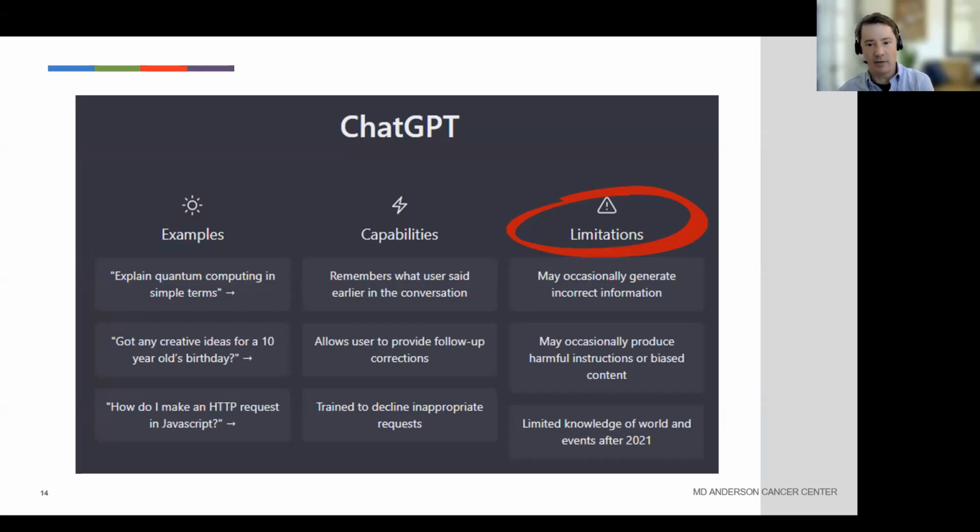It can also have a bias, or it can produce harmful instructions, again, because it's just following its algorithm. It's not making those sentient decisions that humans make when they're deciding whether to put something in writing. And because it's not connected to the internet, it was trained on internet information, but it's not connected to the internet. And that training stopped in 2021. That means it doesn't have any knowledge of the world, or very limited knowledge, after 2021. So if you were to ask it, for example, who won the World Series in 2022, which I think we all know the answer to, it would not be able to tell you truthfully what that outcome was.